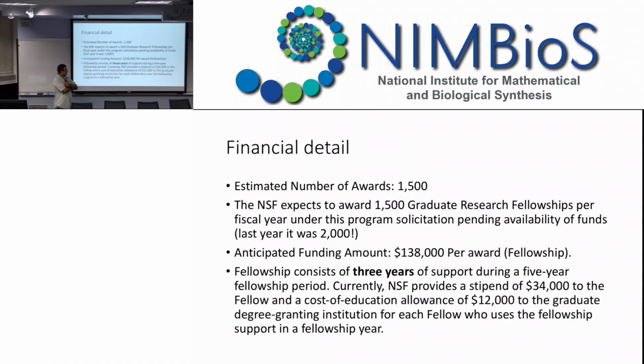So unfortunately, perhaps more competition. For applicants, this is the total amount of funding. But effectively, what you get is 3 years of support, a stipend of $34,000, and then an allowance of $12,000, which is pretty nice for graduate students. Definitely more than you get through TA support in many departments.